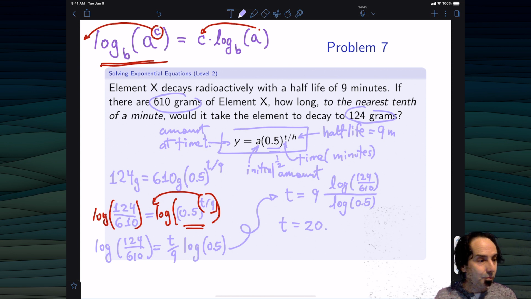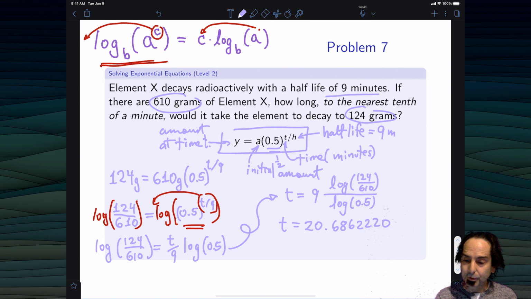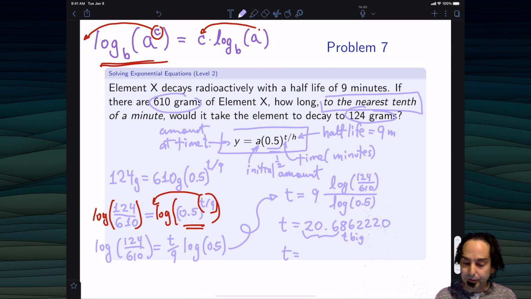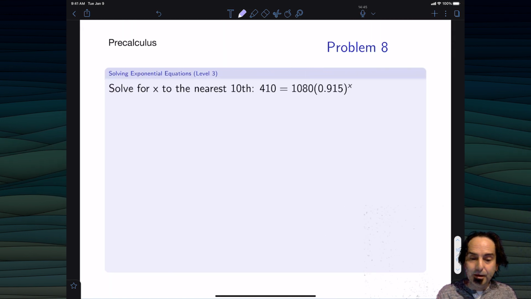And we get 20.6862220, at least in my calculator. That's a lot of decimal places, but we really just want it to the nearest tenth. We have to look one more digit and see 8. 8 is big, so we're going to round up to 20.7, and that is the answer to the nearest tenth. Okay, let's go to the next problem.